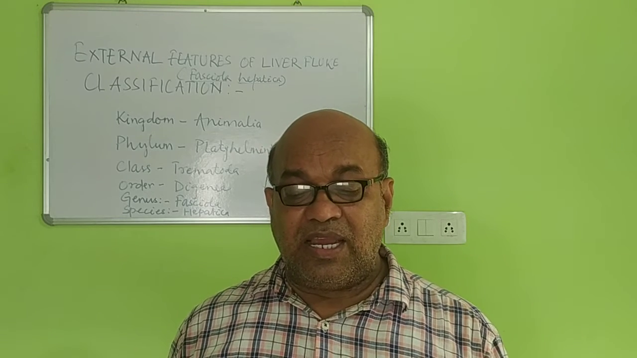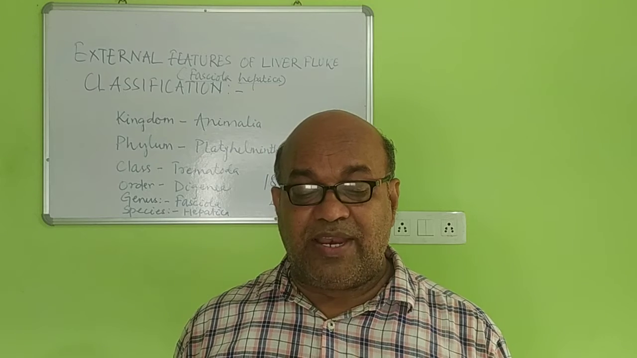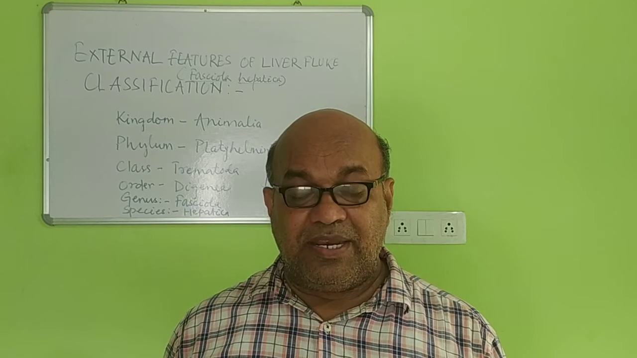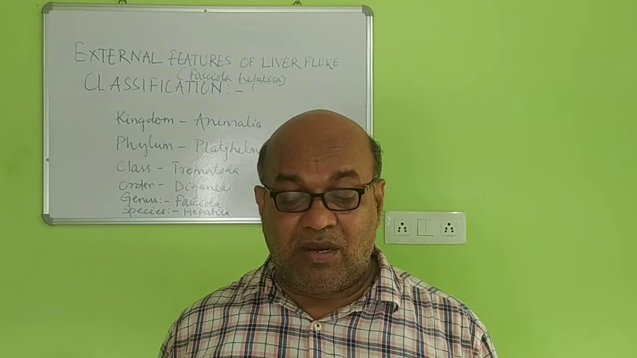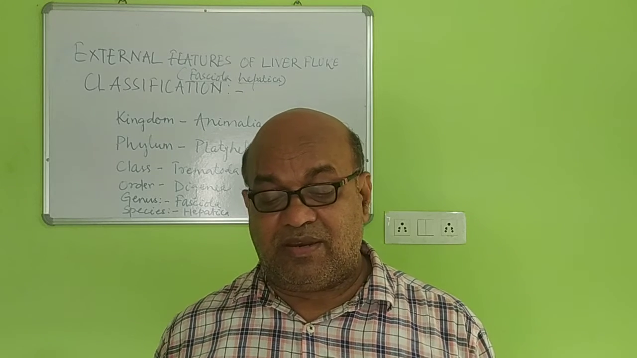The alimentary canal comprises the mouth, pharynx, esophagus and bifid intestine. There is no anus because it is a parasitic animal. An anus is not needed for it.